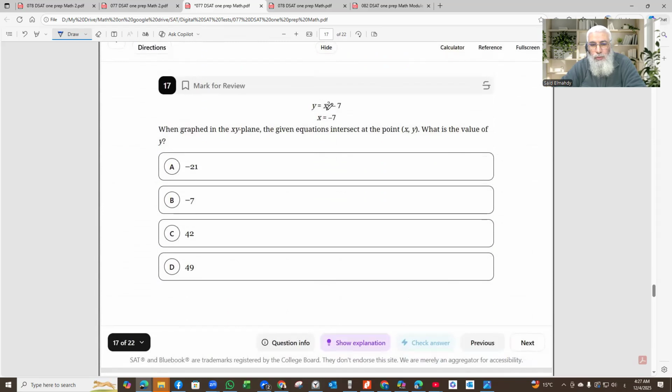y equals x squared minus 7, and x equals negative 7. When graphed in the xy plane, the given equation intersects at x, y. What is the value of y? So x is equal to negative 7. We substitute this into the equation. So y is equal to negative 7 in brackets squared minus 7. This is positive 49 minus 7. This is 42. So the answer is 42.